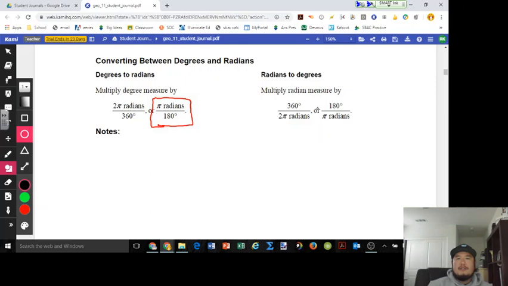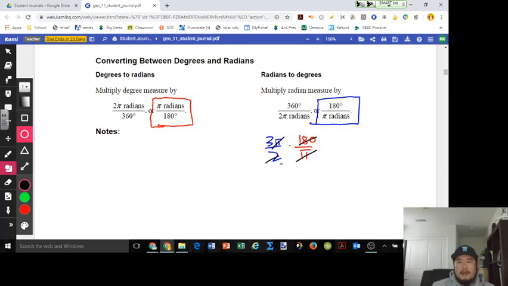So we could have like 2 pi or 3 pi over 2. And I want to take 3 pi over 2 and convert that to degrees. I'll go ahead and multiply that by 180 over pi. And what you'll notice happening, and why it works out nicely, is that pi happens to cancel out. Okay, so let's say I have 3 pi over 2 and I multiply that by 180 over pi, you'll see right here, pi's cancel.